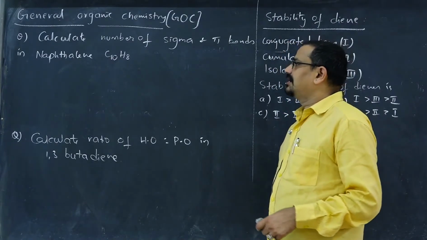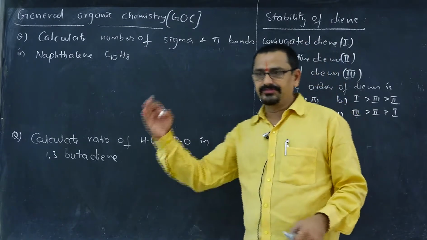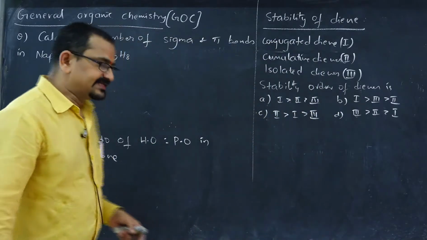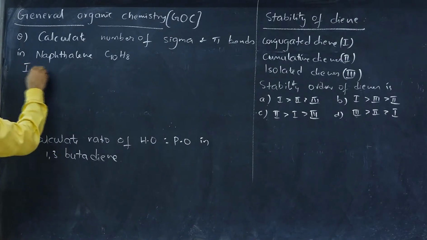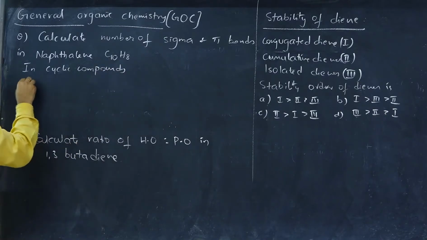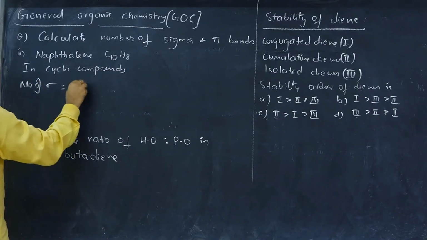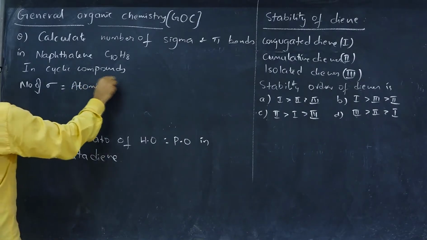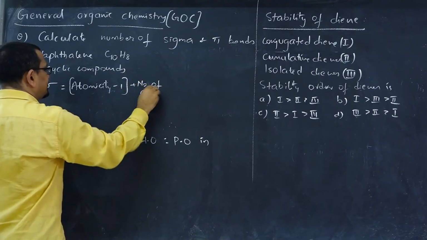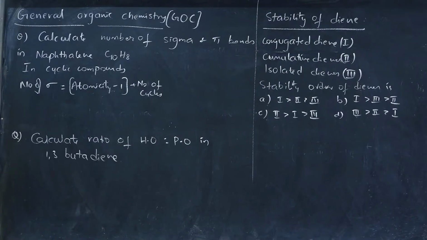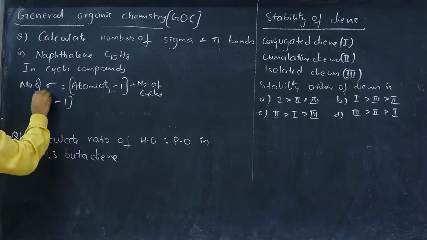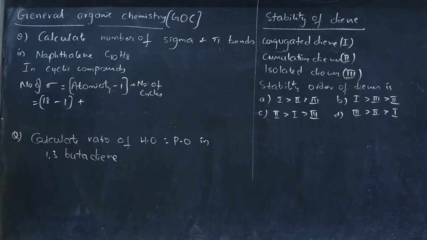Calculate the number of sigma and pi bonds in naphthalene. It's from concept to concept we are going. See, in cyclic compounds, the number of sigma bonds can be calculated as atomicity minus 1 plus number of cycles. So, here what is the atomicity of C10H8? 18. 18 minus 1 plus, naphthalene has how many cycles?